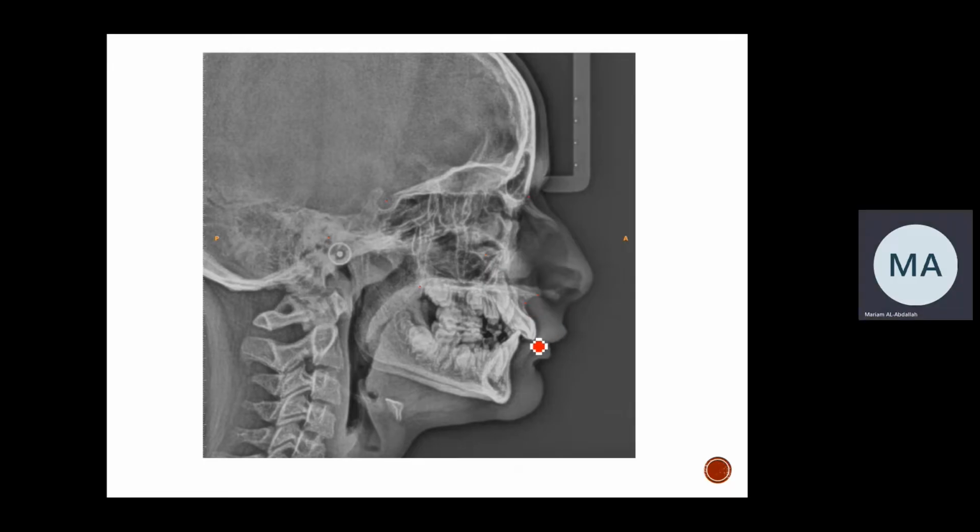Then we have the upper incisor edge, upper incisal apex, lower incisal edge, lower incisal apex. Then we have the deepest part of the anterior surface of the mandible, that is the B point. The most prominent part of the symphysis is the pogonion. The most inferior part of the symphysis is the menton. And in between, the most inferior anterior part is the gnathion.